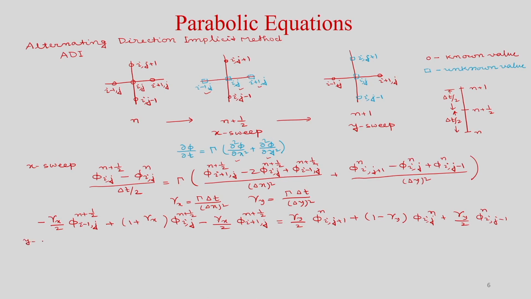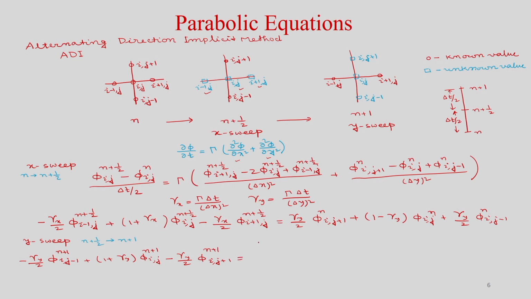So, if you write the discretized equation, now we are doing the y sweep. I am writing the final equation. It will be minus gamma y by 2 phi I j minus 1. So, in the y sweep we are moving from n plus half to n plus 1. In the x sweep we moved from n to n plus half. So, the time step size is delta t by 2. So, we can write it as 1 plus gamma y phi I j, at n plus 1, and minus gamma y by 2 phi I j plus 1 at n plus 1. So, all unknown terms we have written in the left hand side.